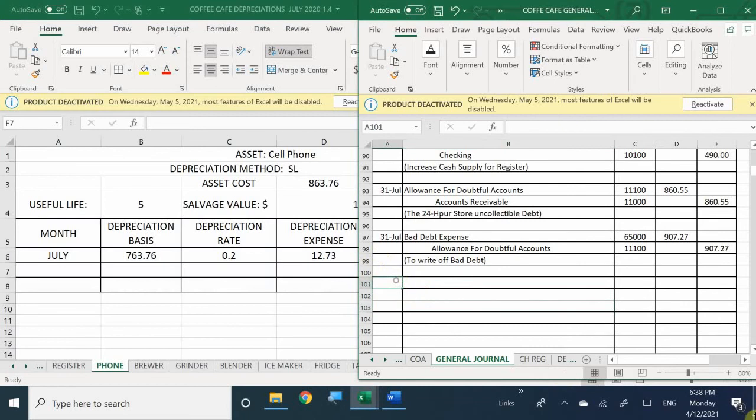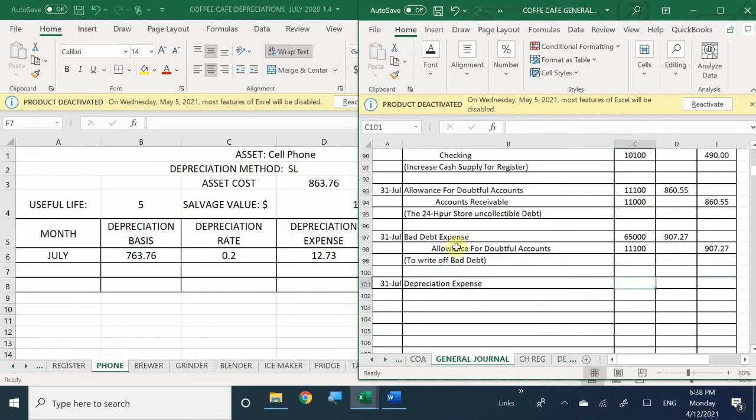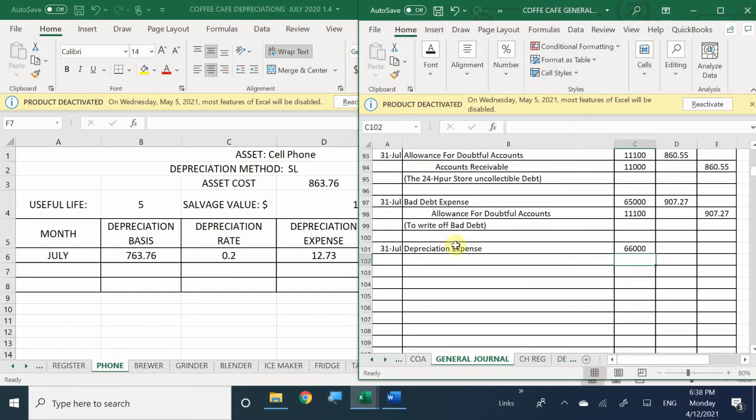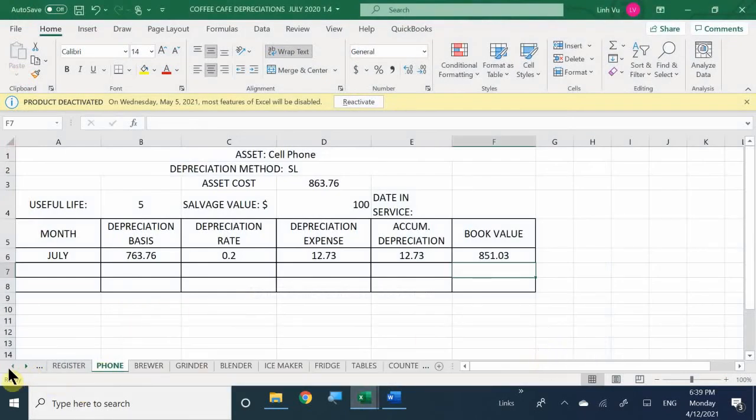Starting with first things first, we're going to recognize depreciation expense. And this account number is going to be 66,000. So once again, that's going to be a sum of all these numbers. So first things first, let's start with our depreciation table and start from the very, very beginning. That way we can collect all of our information all at once, okay?